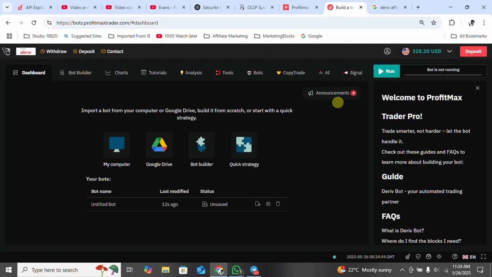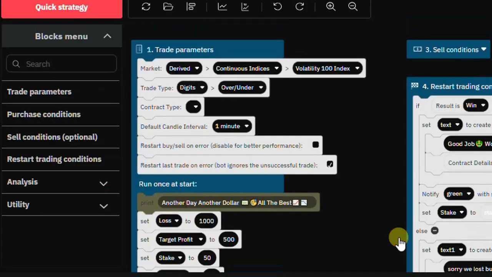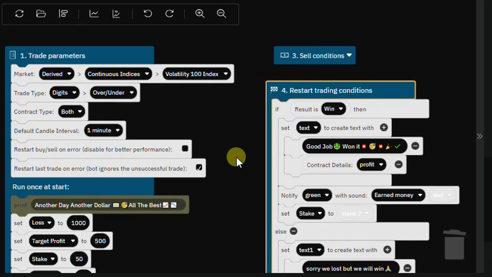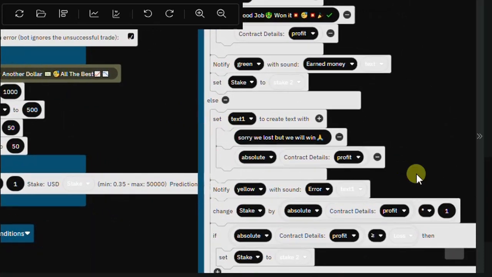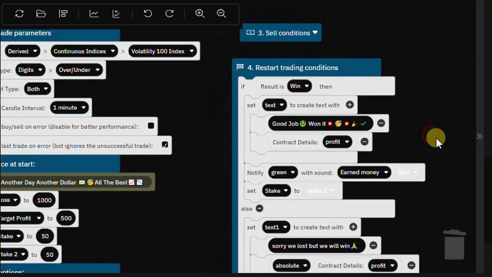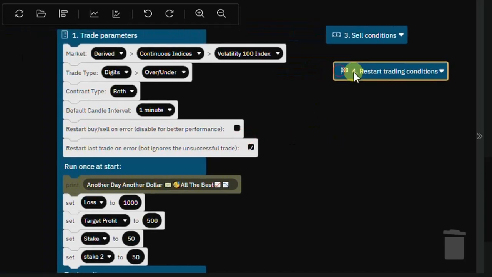Now in today's session, I'll show you how you can trade or enter the market using the Alpha version 2025. Select the bot, and we are going to trade rise and fall. If you look at this block 4, you want to reduce the martingale. It's set at 1, keep it at 0.5. Once you have the martingale set at 0.5, collapse that block. Do not disable the block, just collapse it like that, so that you can have a clean working space.